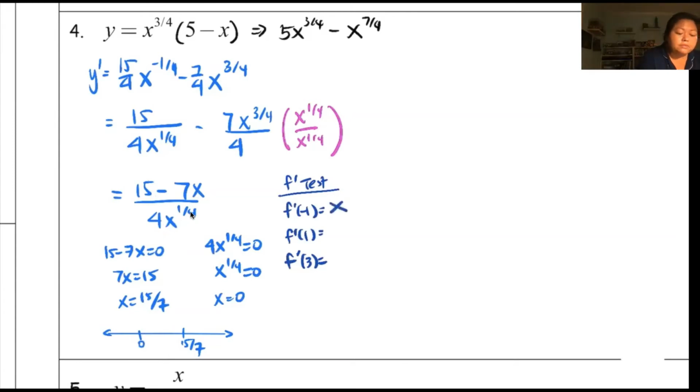So there's no value here. I'm just putting an X there. There's no value here. You can put undefined if you want, but that means nothing exists to the left of 0 on your graph, because you can't even do a test on it. So nothing exists on this side.